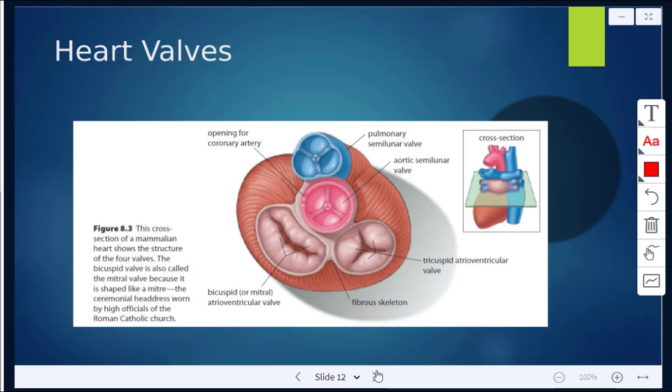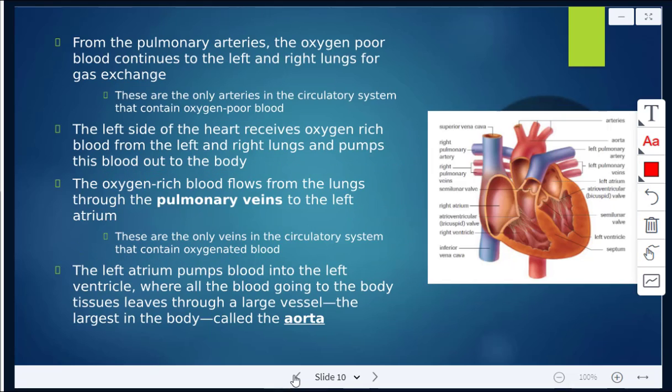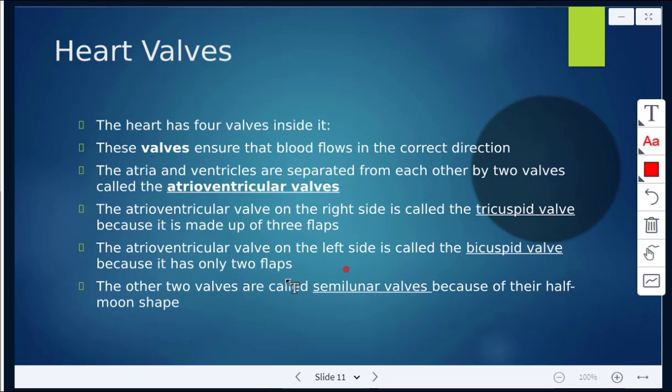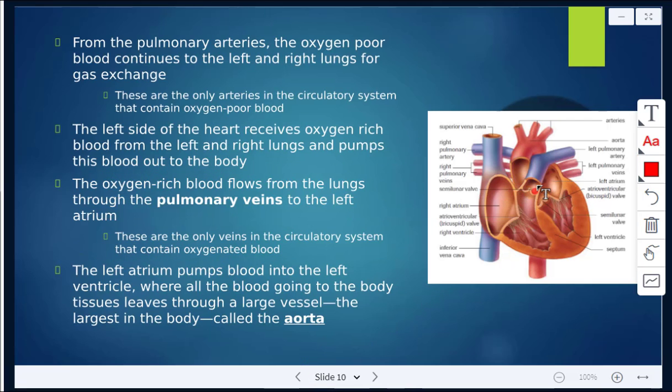I'm going to take a look here. So this valve here is the first atrioventricular valve. It's called the tricuspid valve. This one here is the atrioventricular valve called the bicuspid valve. The other 2 valves we're talking about now, which are called the semilunar valves, look like a half-moon shape. This one here is a semilunar valve, and this one here is the other semilunar valve.